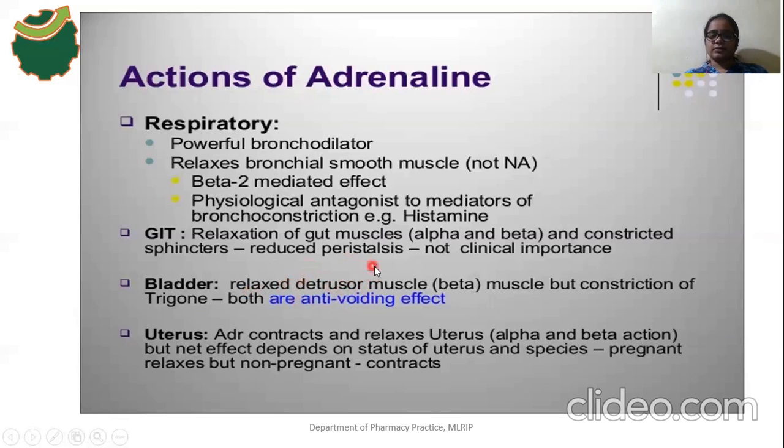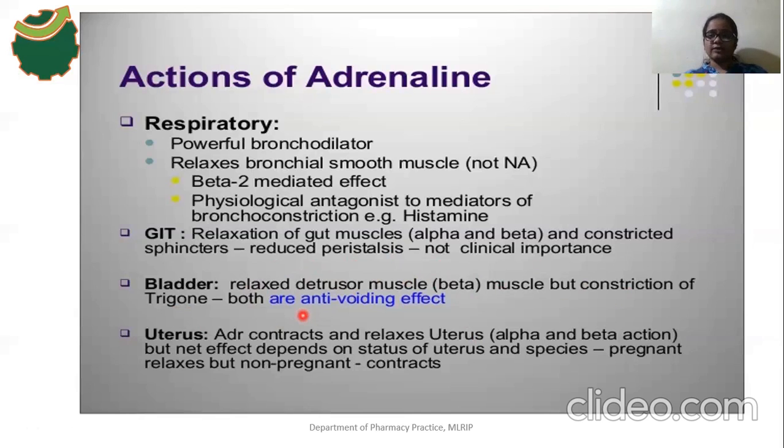The detrusor muscles consist of beta receptors, mainly beta 2 receptors. Means what will happen? Beta 2 receptors on smooth muscle give a relaxant effect. But it constricts the what? The trigone. Then what will happen? Both actions oppose the voiding of the bladder.